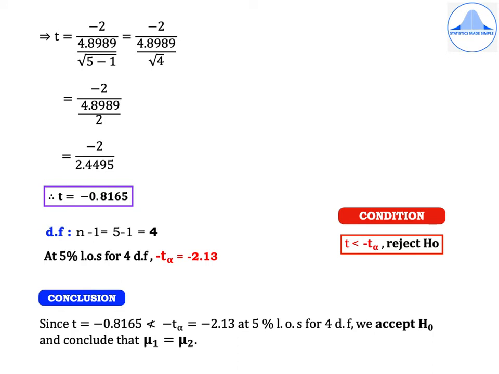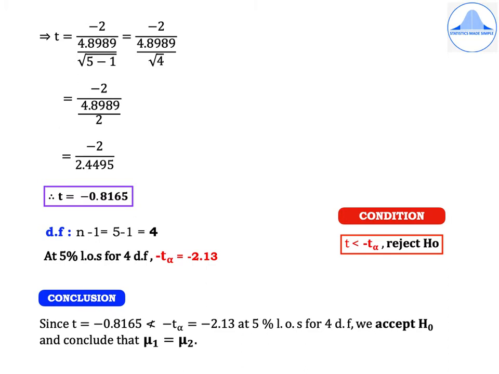Substituting in t, we get t equal to minus 2 divided by 4.8989 divided by root of 5 minus 1, which is equal to minus 2 divided by 4.8989 divided by root 4, which is equal to minus 2 divided by 4.8989 divided by 2, which is equal to minus 2 divided by 2.4495. Therefore, t is equal to minus 0.8165.